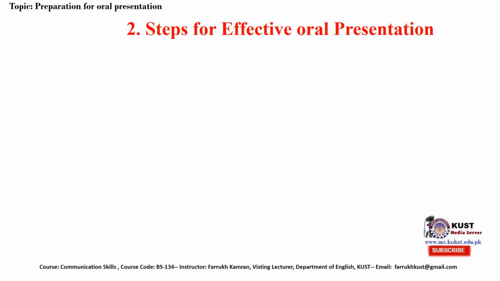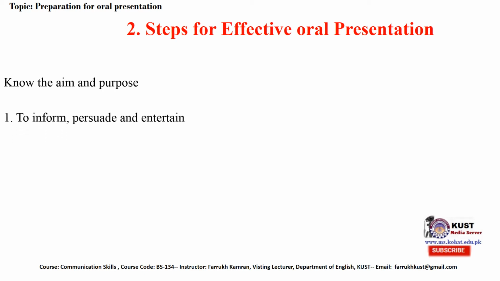Now I will talk about the steps for effective oral presentation. The first step is to know the aim and purpose. Oral communication has three aims which a speaker must know. By means of an oral presentation, we inform, persuade, and entertain. Now the question is how to inform, persuade, and entertain.